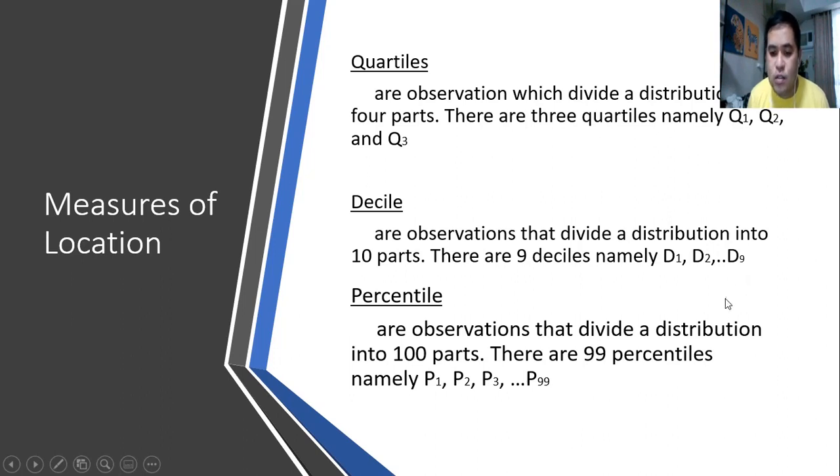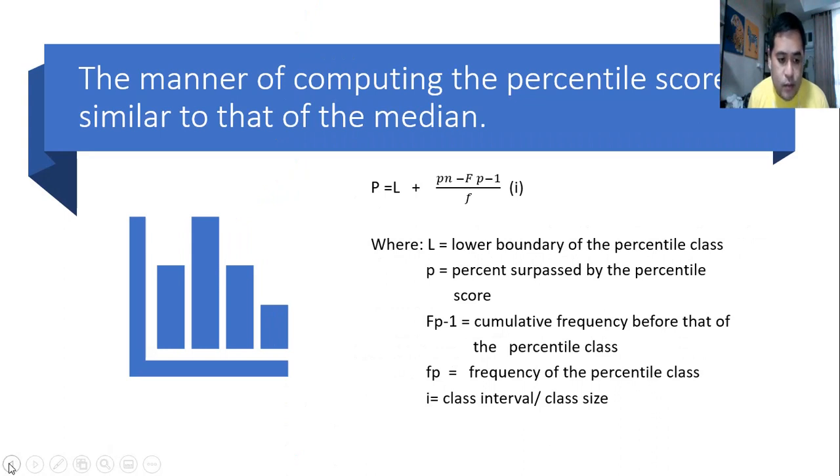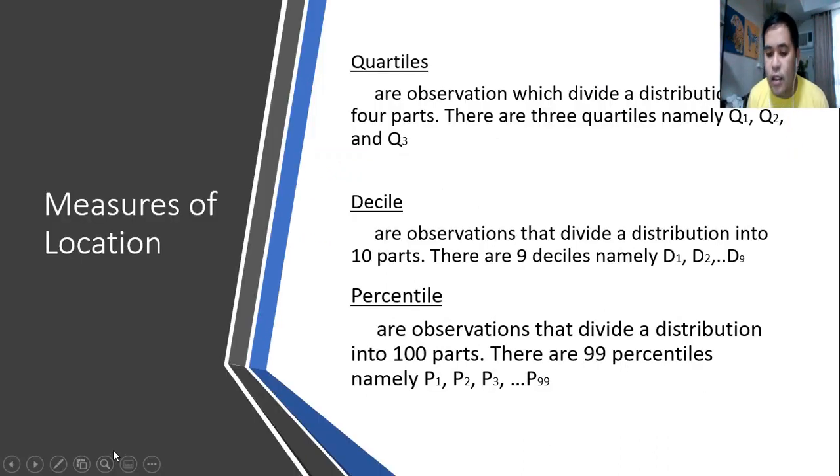Okay, and of course, lastly, we have the percentile. Percentiles are observations that divide a distribution into 100 parts. So there are 99 percentiles, from P sub 1, P sub 2, P sub 3, up to P sub 99. So basically, all the different measures of location can be reduced to percentile scores.